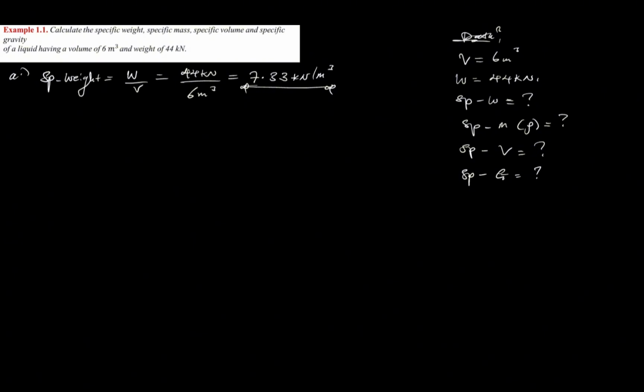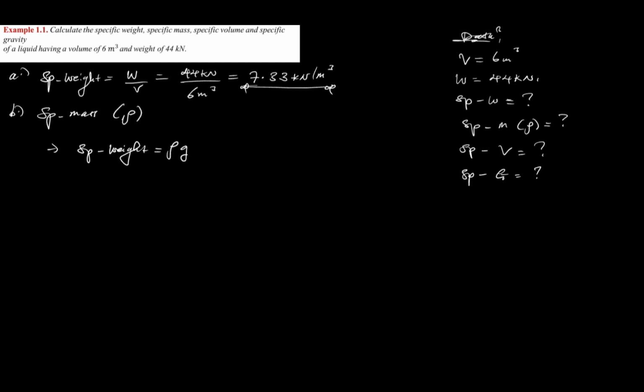Moving on to B, we can then calculate the specific mass, which is basically symbolized as rho. Now, how best can we find the specific mass? We can use the alternative formula for specific weight, which implies that specific weight is equal to rho g, which is the mass density times the gravity.